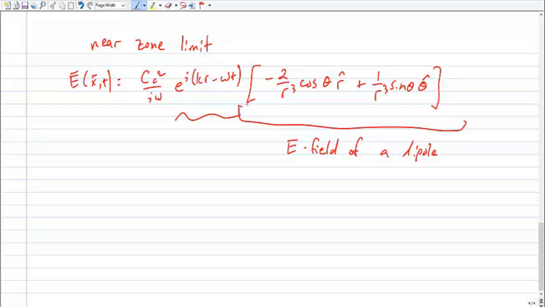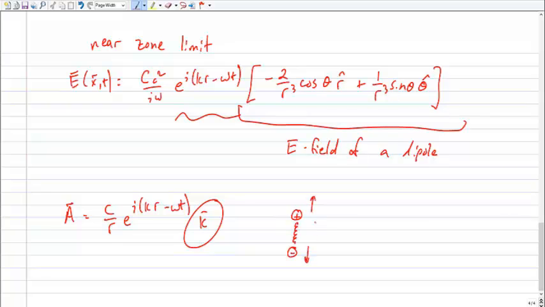And so when I write down something like that, where the symmetry is broken by, say, a k-hat vector, that k-hat vector is the direction along which our dipole is oscillating. But that is a story for another day.